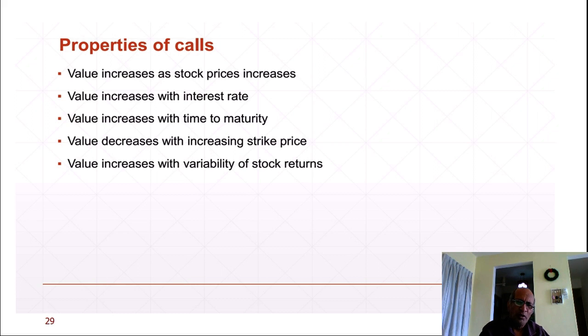Now you should know which component of the variables will affect the option price. So we have got about 5 here. Actually, you should have 6. The time to maturity is also there. Interest rate is there. Current stock price is there. Strike price is there. Variability is there, and most of all, the standard deviation itself, the volatility itself.